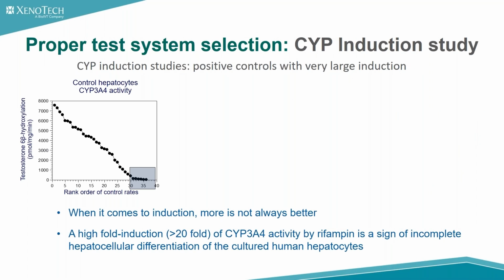So the next example I'd like to show has to do with a CYP induction study. In this first plot, testosterone hydroxylation is plotted on the y-axis, and various cultures are ranked based on their testosterone hydroxylation activity on the x-axis. So it's basically just a rank order of their 3A4 activity.